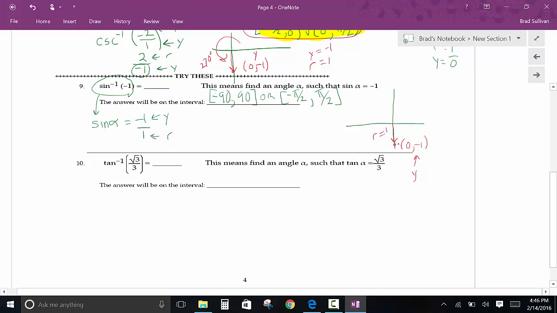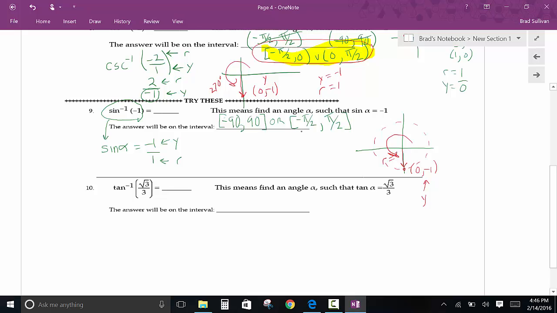You kind of got a circle going around that like that. Okay, so that would mean that you got two choices here. You could say, okay, that's a 270 degree angle. Or if you go clockwise, that would be a -90 degree angle.